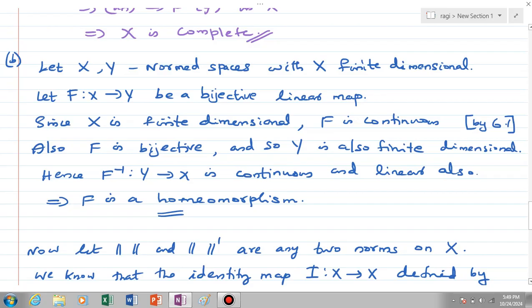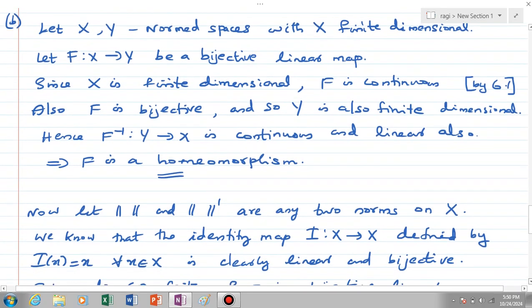And also f from X to Y is continuous, and f is bijective, and capital X is finite dimensional, which means that capital Y is also finite dimensional because f is bijective. And f inverse from capital Y to X becomes continuous since Y is finite dimensional and linear also. This means that the function f from X to Y is a homeomorphism. That is, every bijective linear map from capital X to Y where X is finite dimensional is a homeomorphism.